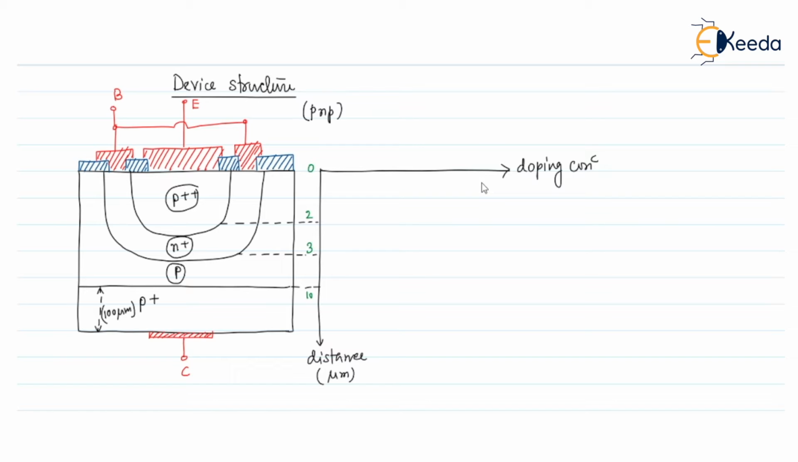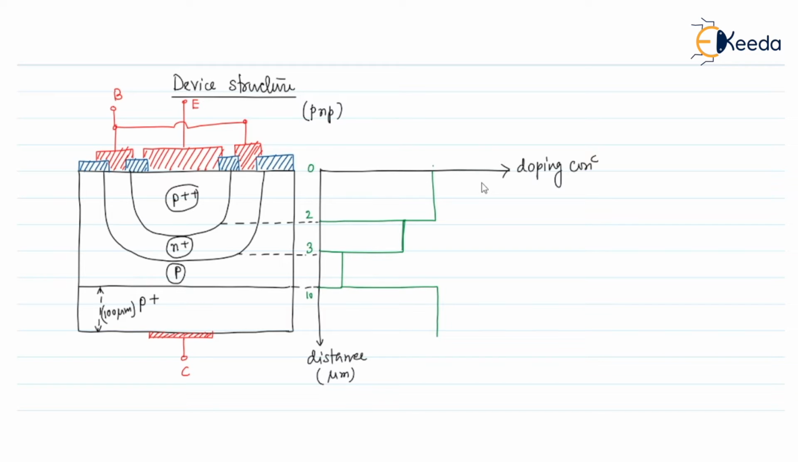So here in the emitter region the doping concentration is the highest, and then comes the base region. In the base region the doping concentration is just below the emitter region, and the collector region will have the lowest doping concentration. And in this P plus region the doping concentration is near to the emitter.